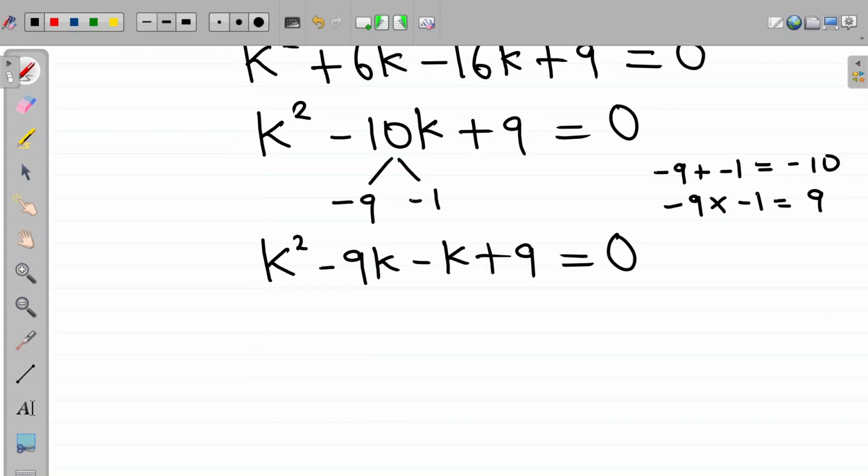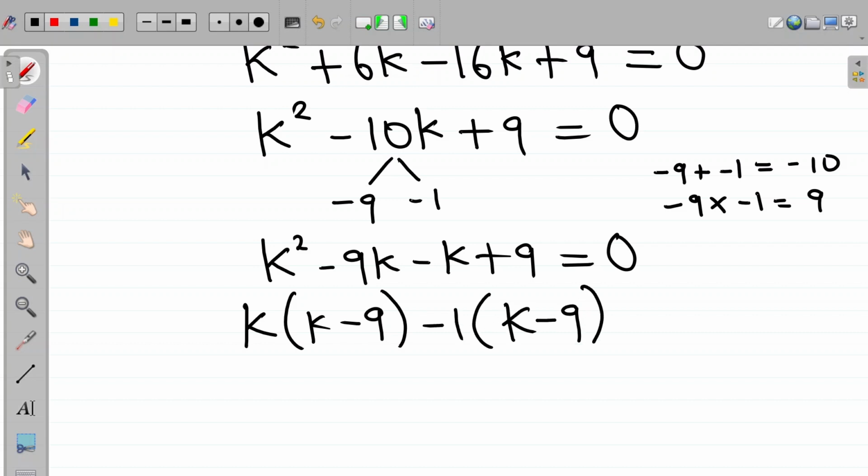At this point, we can group terms and factorize. The equation becomes k, open your bracket, k minus 9. This is because k times k is k squared, and k times minus 9 is minus 9k. Minus 1, open your bracket, k minus 9 equal to 0. Now, we obtain minus 1 here because minus 1 times k is equal to minus k, and minus 1 times minus 9 is equal to plus 9.